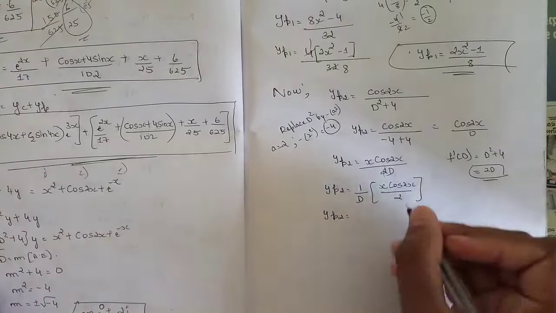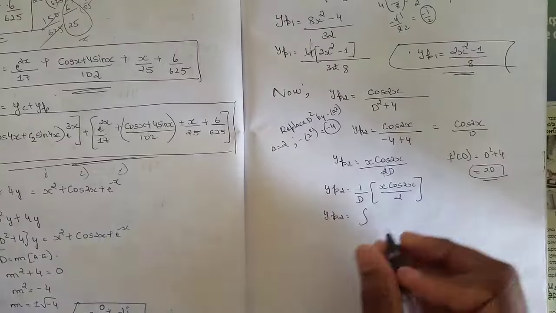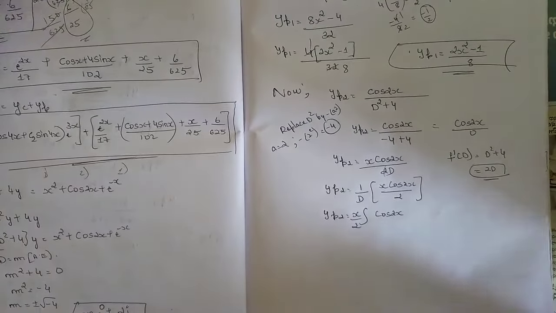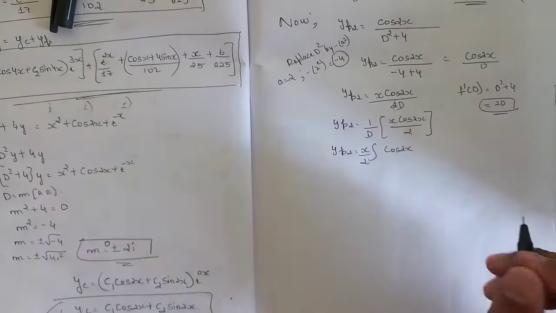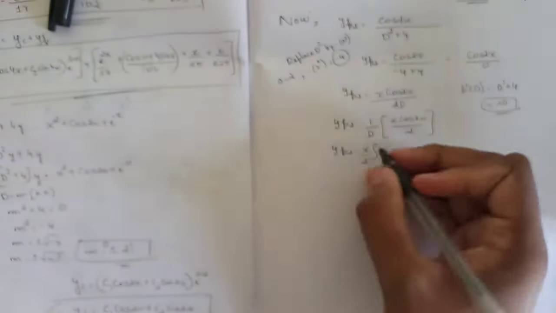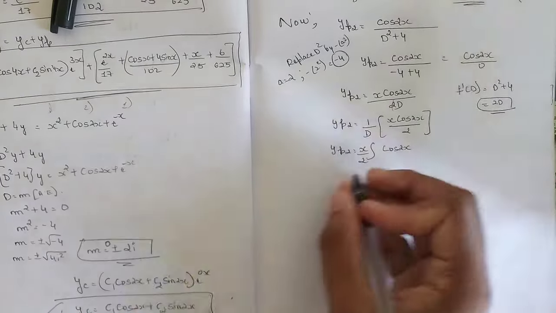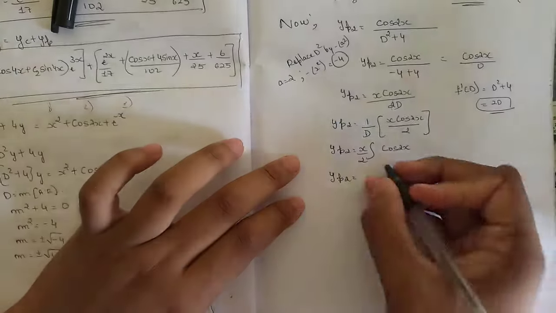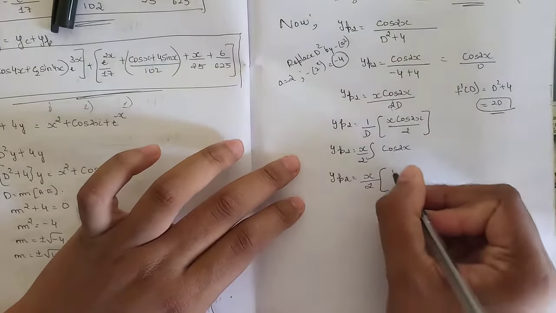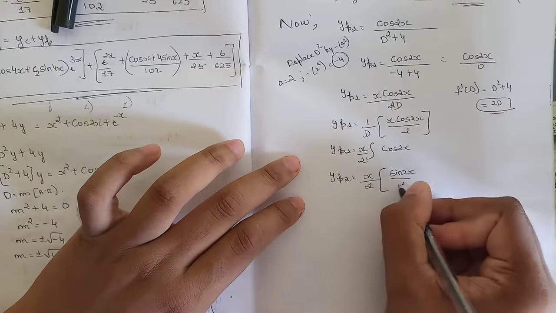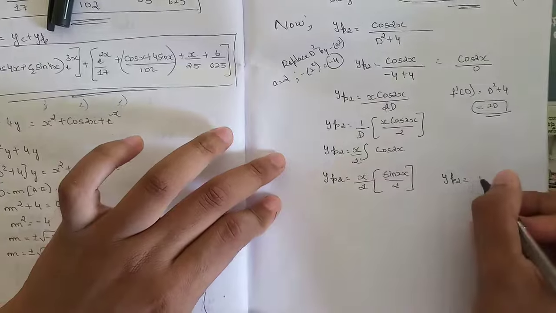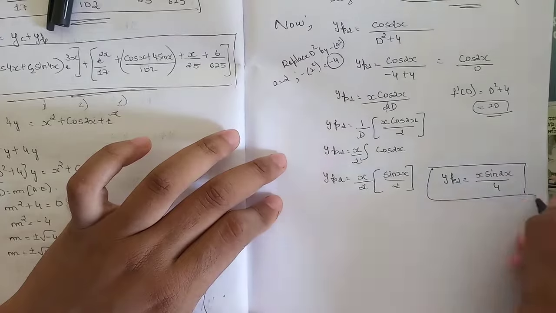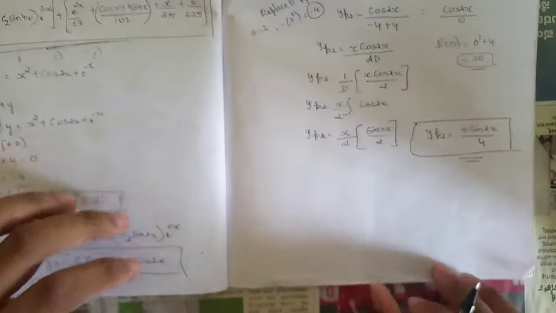Now 1 by d corresponds to an integral. So take x by 2 common outside, and the inside term left is cos 2x. I told you, 1 by d means the inverse of differentiation, which is always an integration. So I have taken x by 2 common outside into integration of cos 2x. The integration of cos is sine, so it is x by 2 into sine 2x by 2. So yp2 we get as x sine 2x by 4. So this is your yp2.